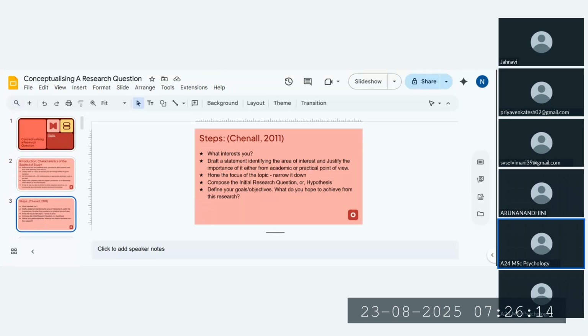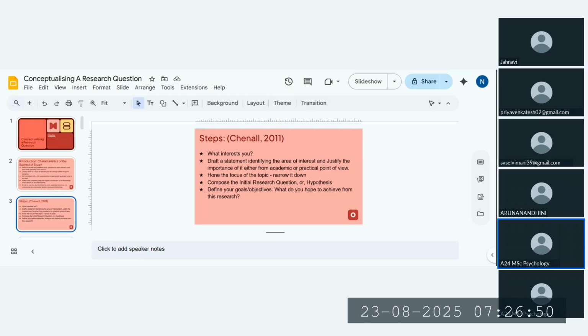Then you draft a statement identifying the area of interest and justify the importance of it, either from an academic point of view, saying in the research line there is a gap, so I want to fill it up by doing more research in this area, or this research is giving inconsistent results, or it is disagreeing with another person's results. So I want to research more on this. So that is an academic justification for a problem that you choose. Or you can have a practical point of view, which is, if we find this out, we can make our society better.